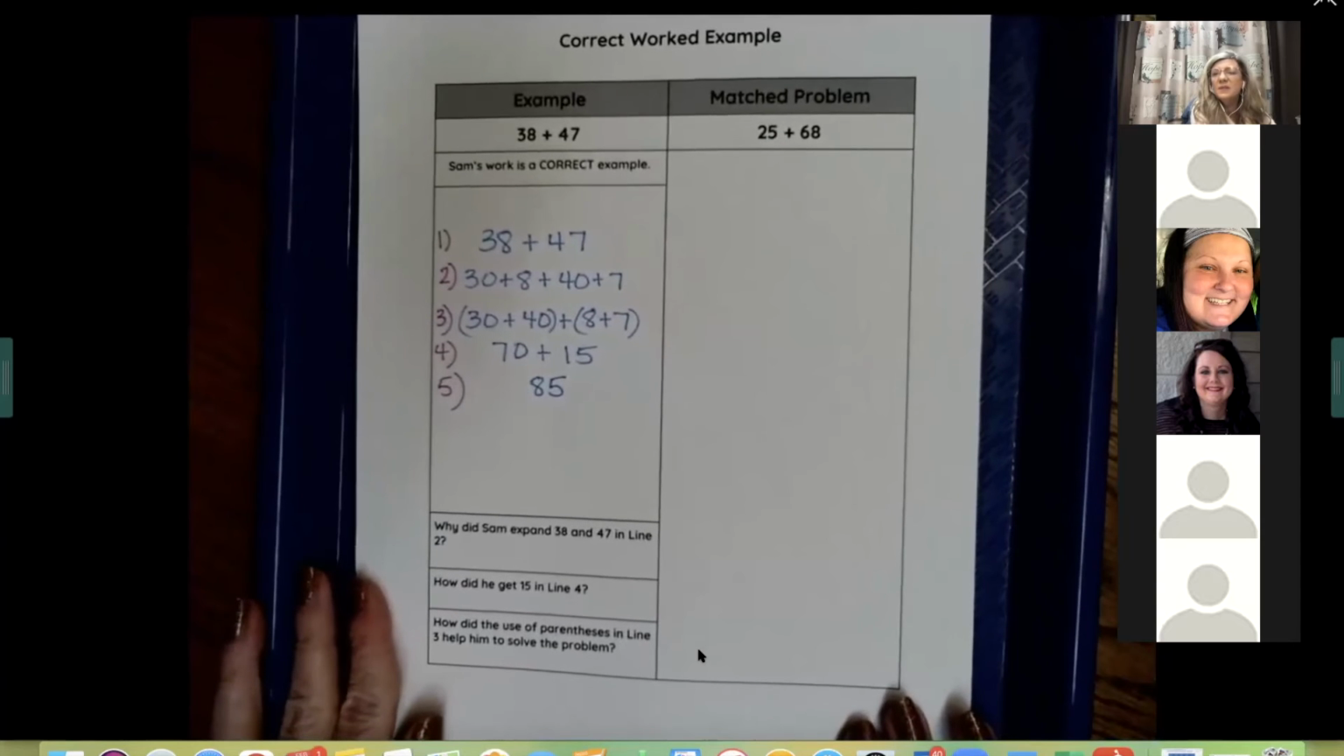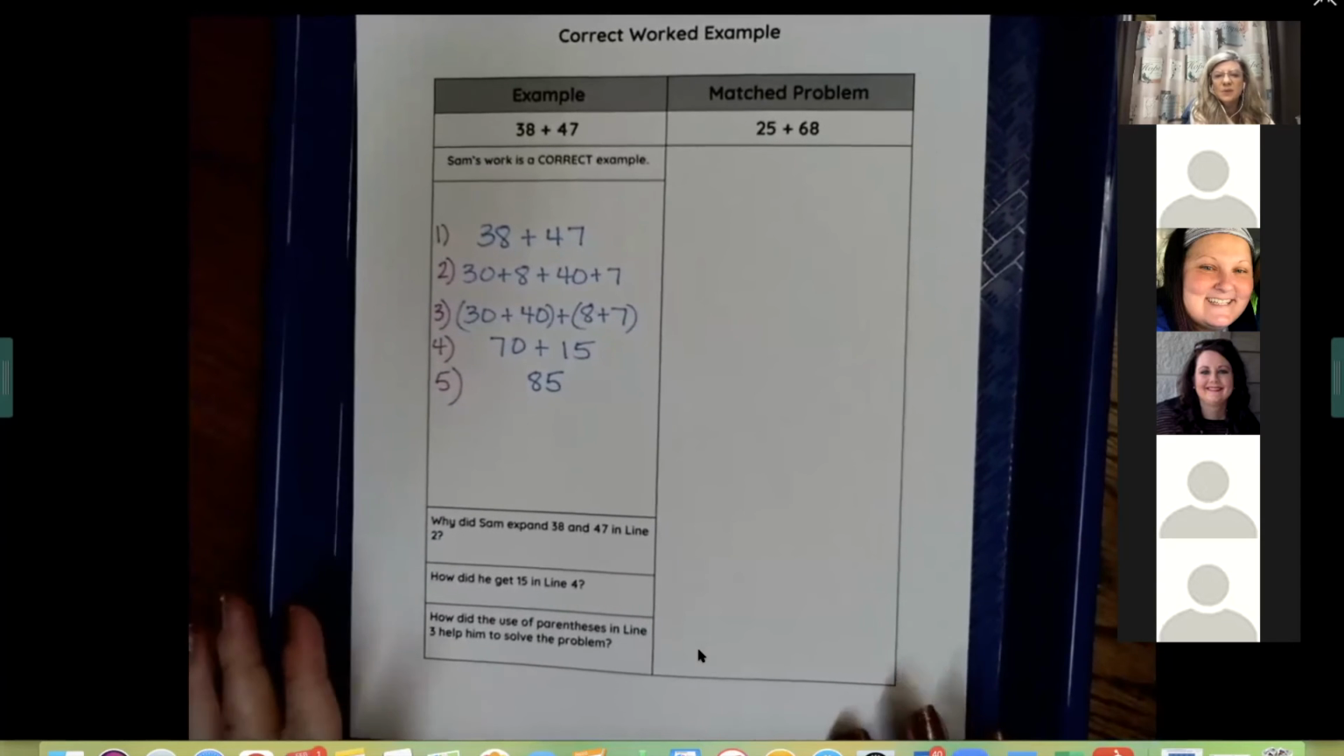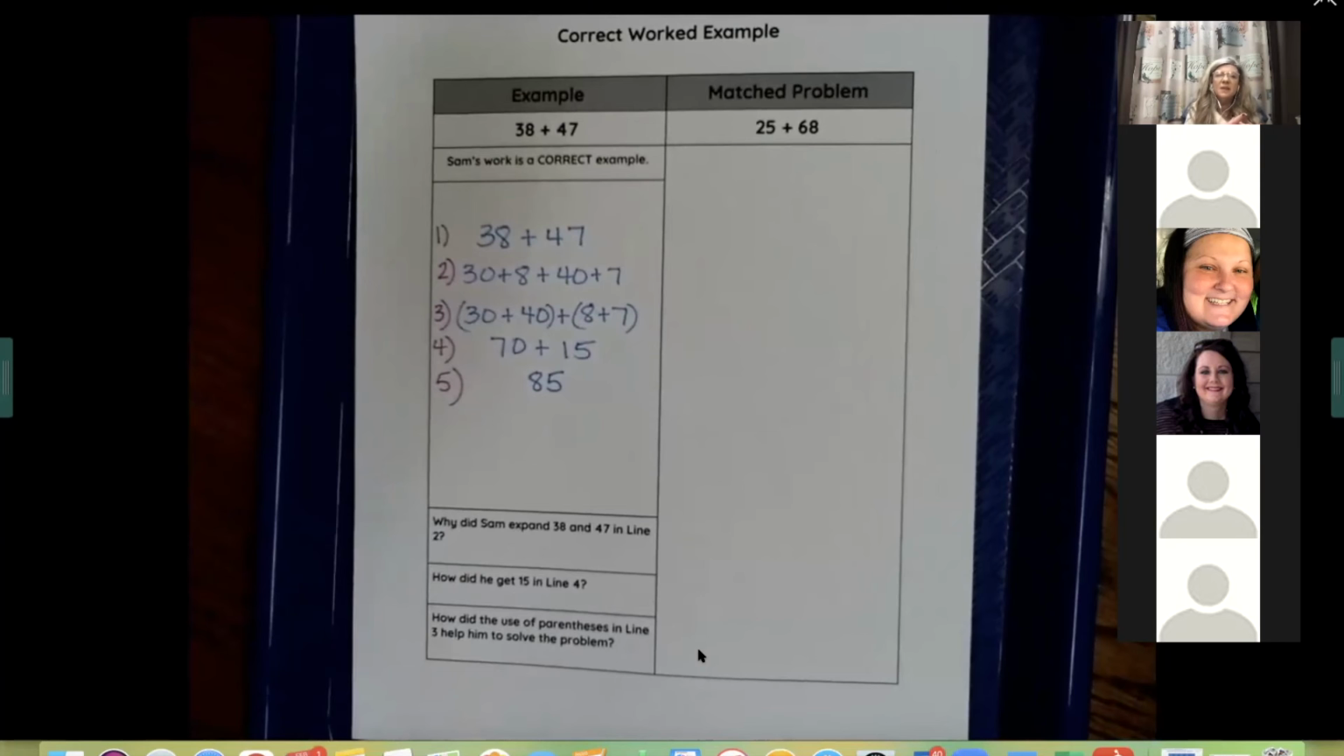All right. So this is the first of the examples I want to share with you. This is an example of a correct worked example. What I did is I made this template, and then I chose to do the work by hand because I wanted it to look real world, like something another child had done. And of course, this child I've named is Sam. So this is Sam's work, and notice how I've made the point that it is correct work. We're working on 38 and 47.